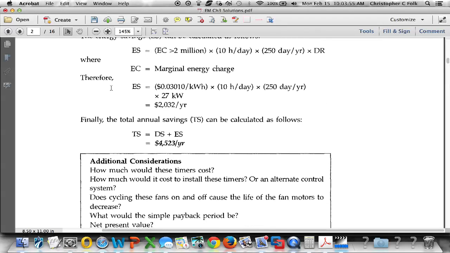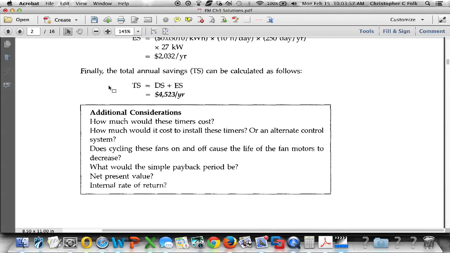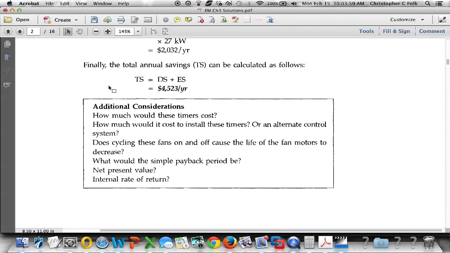Some other things that he talks about, again, that's in the solutions manual but not in the text, is how much would the timers cost? How much would it cost to install them? Is there a way that we can control it other than with timers? Does cycling the fans on and off cause the life of the fan motors to decrease?